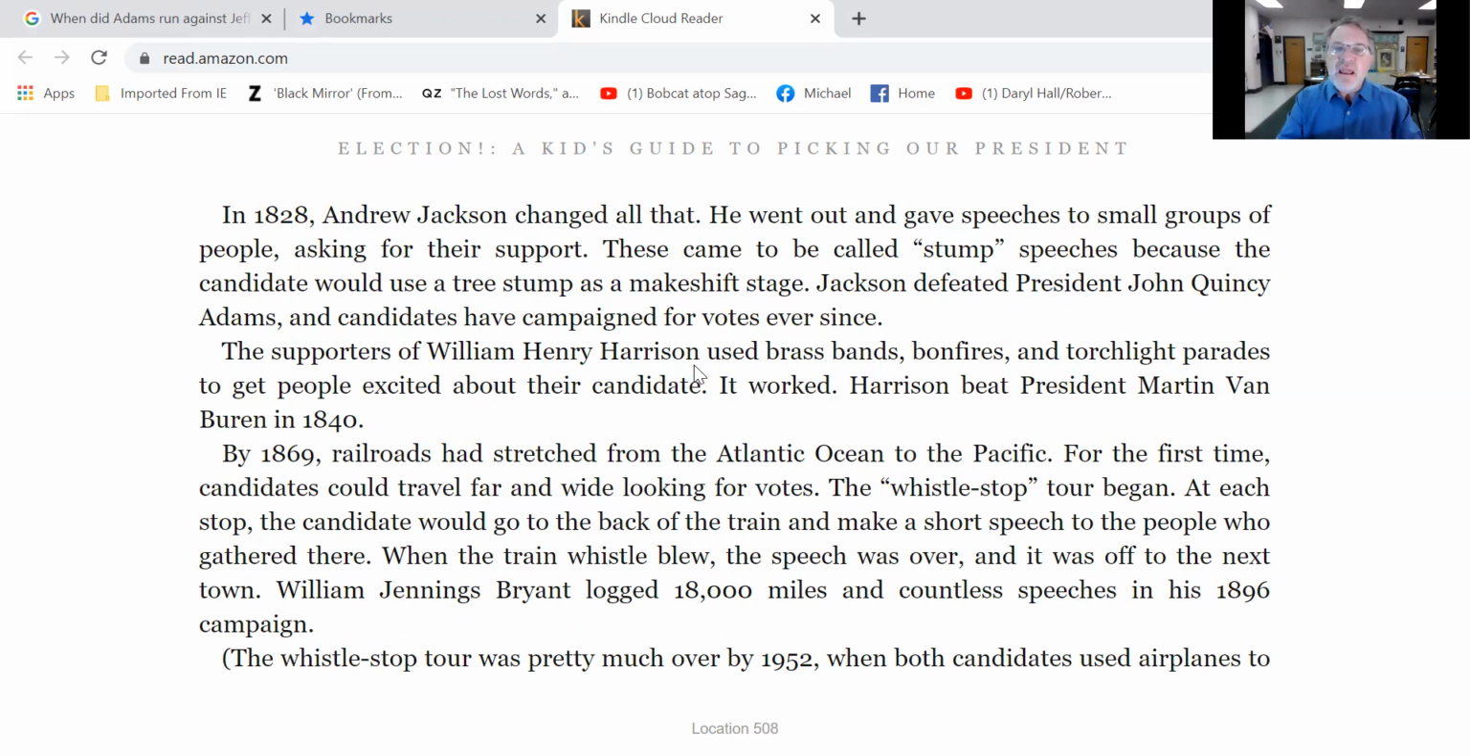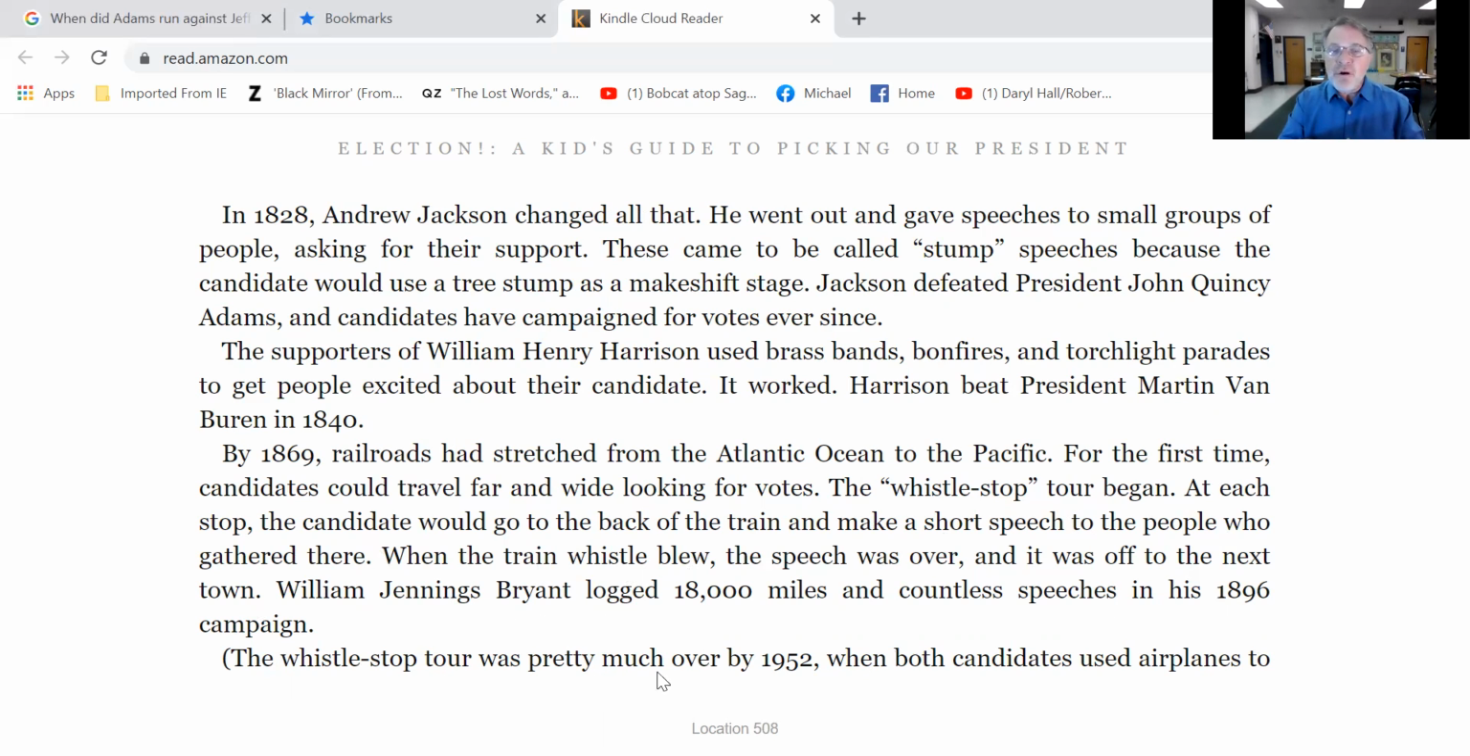The supporters of William Henry Harrison used brass bands, bonfires, and torchlight parades to get people excited about their candidate. It worked. Harrison beat President Martin Van Buren in 1840. By 1869, railroads had stretched from the Atlantic Ocean to the Pacific. For the first time, candidates could travel far and wide looking for votes. The whistle stop tour began. At each stop, the candidate would go to the back of the train and make a short speech to the people who gathered there. When the train whistle blew, the speech was over, and it was off to the next town. William Jennings Bryan logged 18,000 miles and countless speeches in his 1896 campaign. He didn't win, by the way.